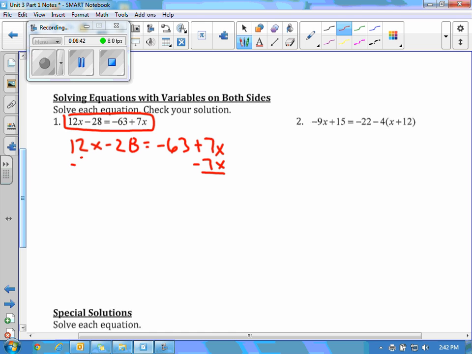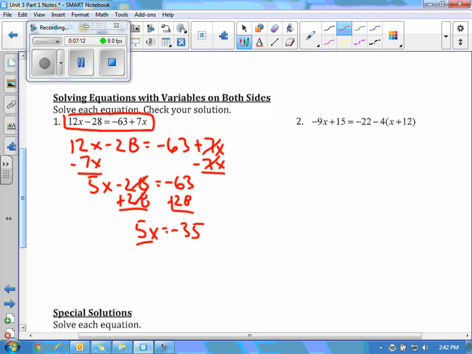If I do it to one side, I have to do it to the other. So on the right side, they cancel. 12x minus 7x is 5x. So 5x minus 28 equals -63. Since I moved the x's to the left, the constants need to go to the right, which means I need to move this -28. So to undo that, I need to add 28 to both sides, because that'll make these cancel. So I'm left with 5x equals -63 plus 28. It's going to give me -35. And then my last step is to divide both sides by 5. So I get x equals -7.